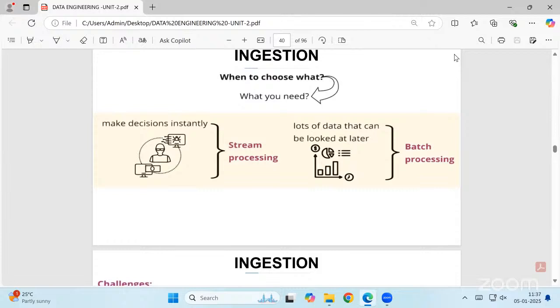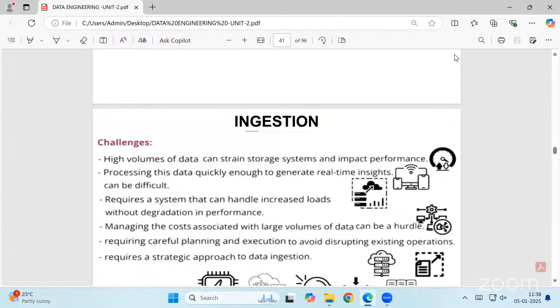Okay. So when to choose what type? Whether you want to choose stream processing ingestion or batch processing ingestion. If your analysis is instant based, go with stream. If it is timely based or phase-based, then you go with batch processing. Now, what are the challenges that ingestion has?